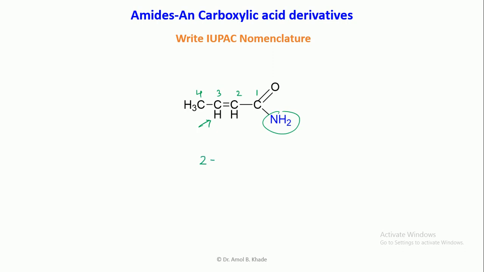You can locate the position of the double bond. As such there are no substituents here, so it will be 2. Then whether it is butane or butene, it will be butene because of the double bond. The E will be dropped, and then the suffix we add is amide. So the E of butene is dropped and it will be amide. So simply you can write 2-butenamide. That is the correct name for this structure.